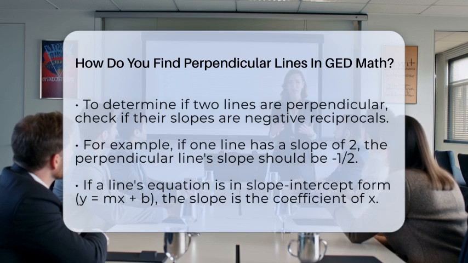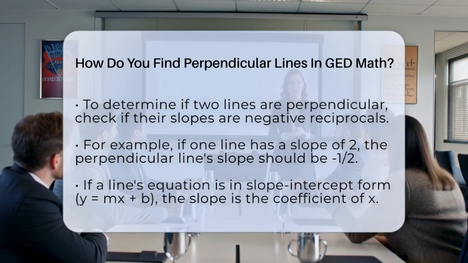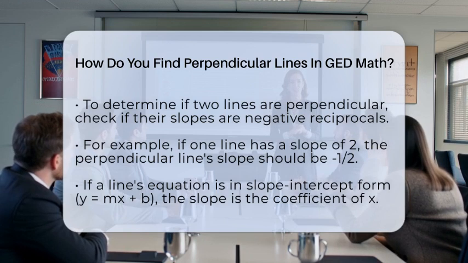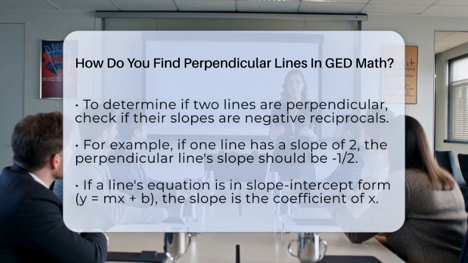When lines are perpendicular, their slopes are negative reciprocals of each other. That means if one line has a slope of 2, the other must have a slope of negative 1/2. If one slope is 3, the other should be negative 1/3. It's like flipping the fraction and changing the sign.